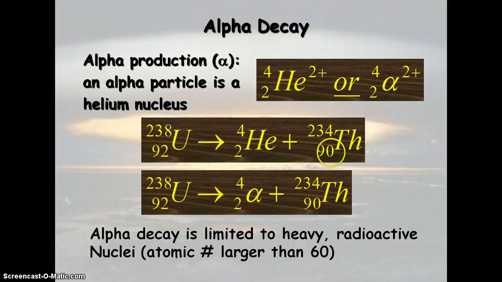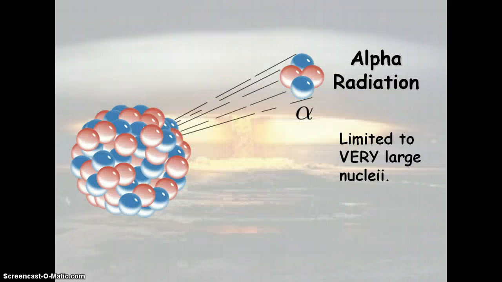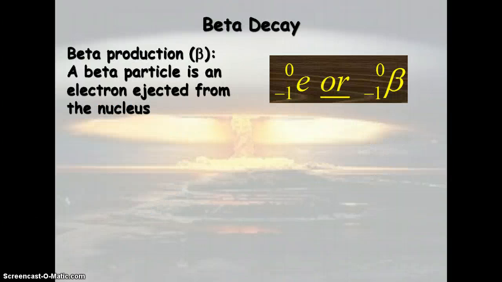Alpha production is limited to heavy radioactive nuclei. Basically, you're looking for anything with an atomic number larger than 60. Okay. Here's another depiction of an alpha particle being emitted.